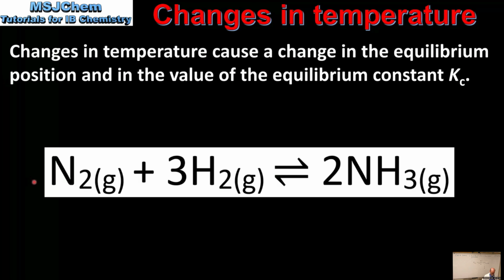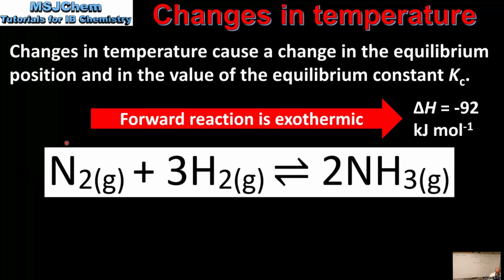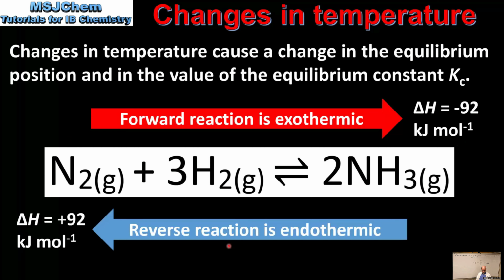Here we have the chemical equation for the Haber process. In the Haber process, nitrogen and hydrogen react together to form ammonia. The forward reaction of the Haber process is exothermic. This can be seen by the negative value for the change in enthalpy. If the forward reaction is exothermic, the reverse reaction is endothermic. We can see this by looking at the sign of the enthalpy change, which is positive.